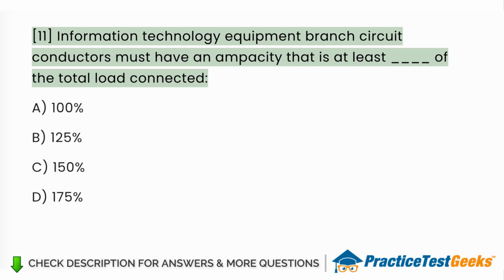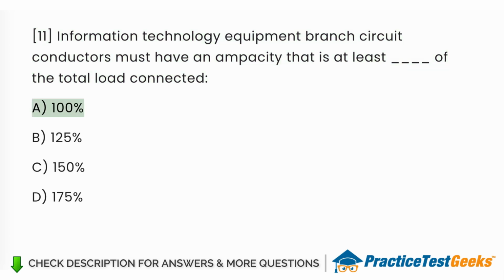Information technology equipment branch circuit conductors must have an ampacity that is at least of the total load connected. A. 100%. B. 125%. C. 150%. D. 175%.